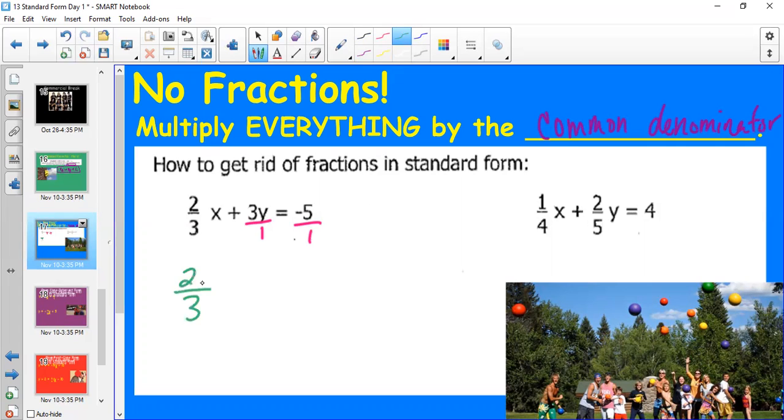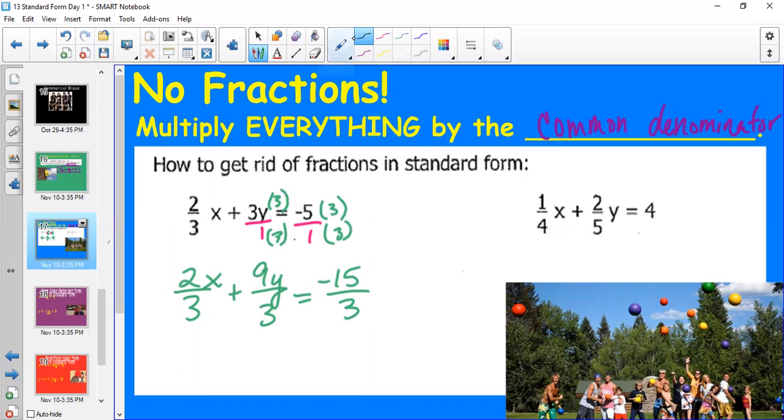So 2/3 x is going to stay. I'm going to keep my x in the numerator because in a second I'm going to get rid of denominators, and I don't want to lose anything important. The 3y over 1, I need to multiply by 3, so that gives us 9y over 3. And I'm going to multiply the negative 5 over 1 by 3, and that gives us negative 15 over 3.